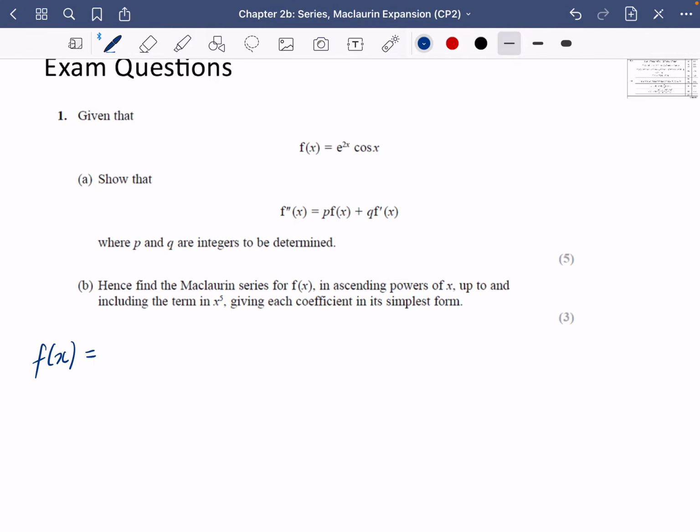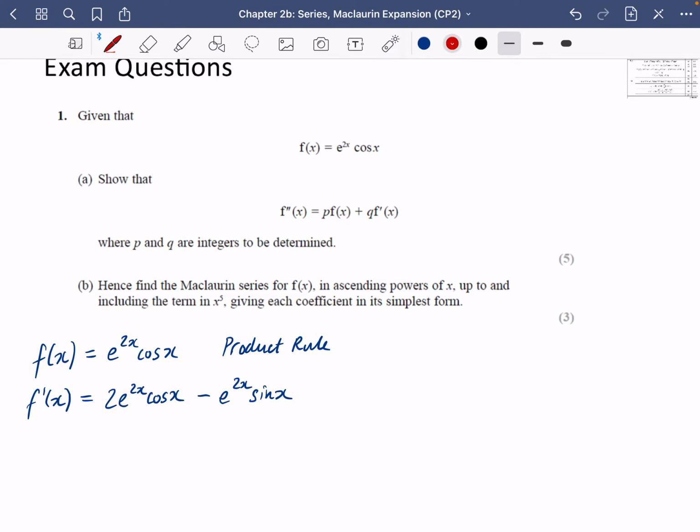So I'm going to start off by differentiating f of x and then differentiating it again. So we have that f of x is equal to e to the 2x cos x, and I'm going to need to use the product rule here. If I differentiate the first part, which is e to the 2x, I get 2e to the 2x, and then I leave the cos x. I'm then going to keep the e to the 2x the same, and I'm going to differentiate the cos x, which goes to minus sine x.